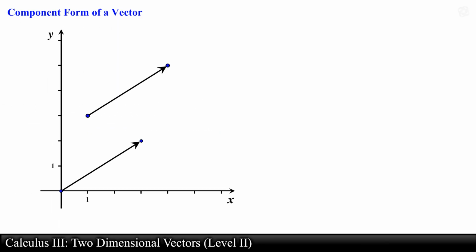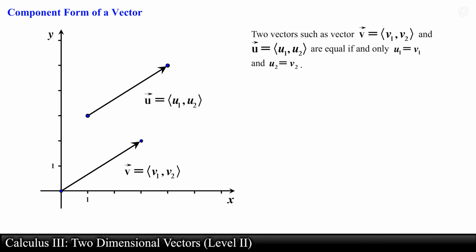We now have a more precise way of describing vectors, specifically by using the components of the vector. As a result, we can easily determine if two vectors are equivalent simply by making sure that their respective components are equivalent. In other words, the component form definition of a vector implies that two vectors such as v with components v sub 1 and v sub 2, and vector u with components u sub 1 and u sub 2 are equal if and only if the x components, in this case v sub 1 and u sub 1, and the y components, in this case v sub 2 and u sub 2, are equal.